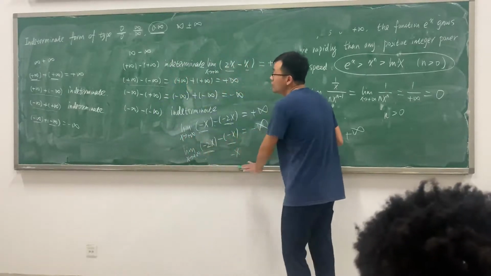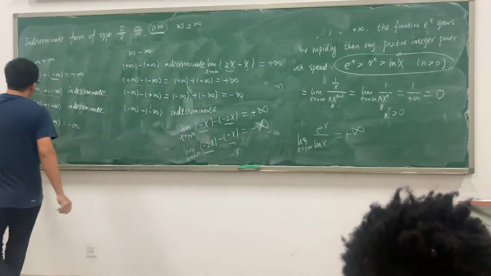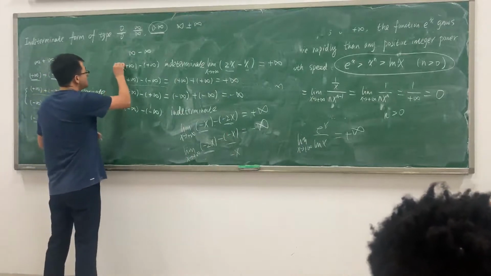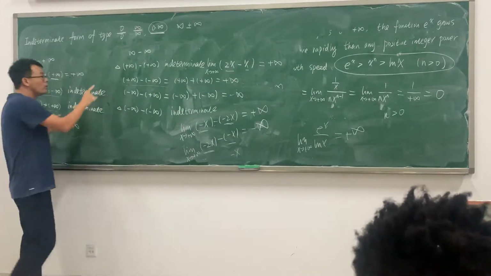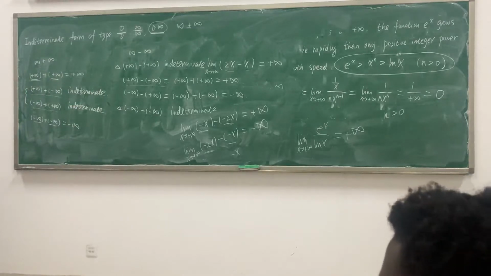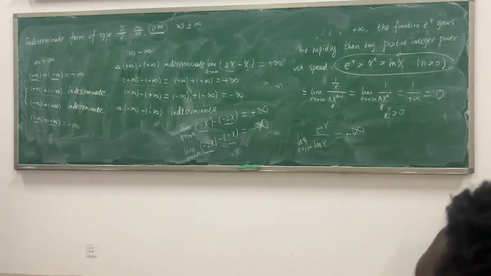So for these four cases, these two and these two, this form is also an indeterminate form. So what about these four indeterminate forms? How do we find the limit?